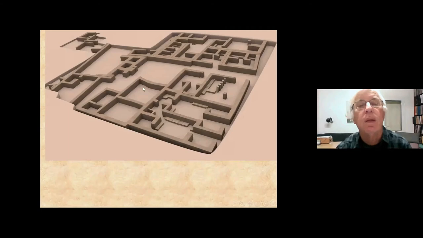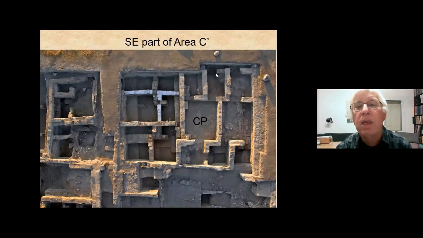Okay, here we have an isometric view. You can see this building here, CP. Here you can see it from the air.